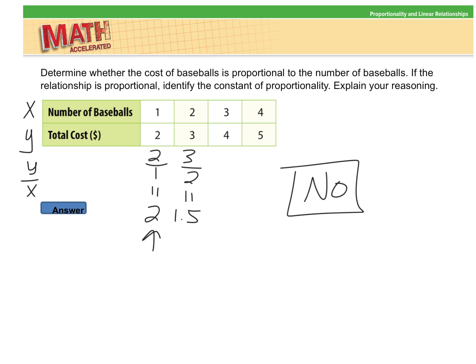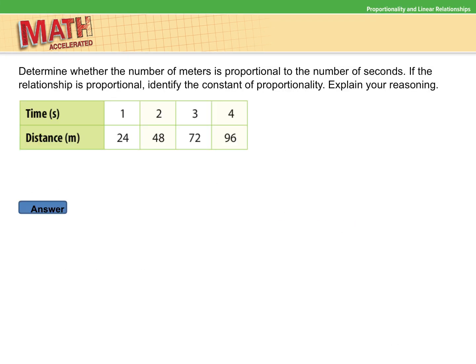Okay? If we got all the way to the last one and they were all 2, we cannot stop and just assume the last one's going to be 2. We have to prove all of them before we say yes or no. Okay? Try that next one. Skip this one. Try this one on your own with the time and the distance. See if it's proportional or not and find the constant.